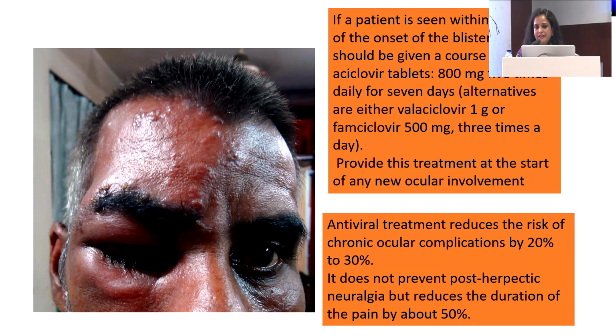times for 7 days, and other alternatives are valacyclovir and famciclovir. At any ocular presentation, this treatment should be started, and it reduces the risk of ocular complications by at least 20 to 30%. It does not prevent post-herpetic neuralgia, but reduces the duration of pain by at least 50%.